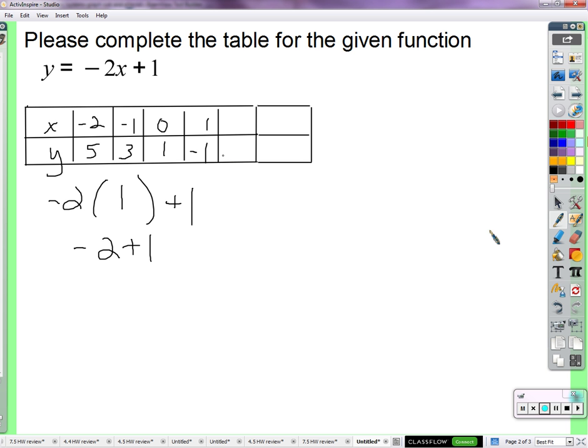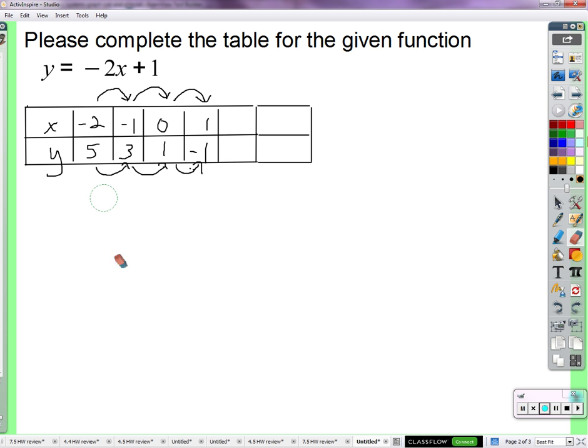It has a pattern that I'll try to point at without giving it away. Look at the pattern we see between the x's and then the y's. So the x's are doing what? Going up by 1, and the y's are going down by 2.